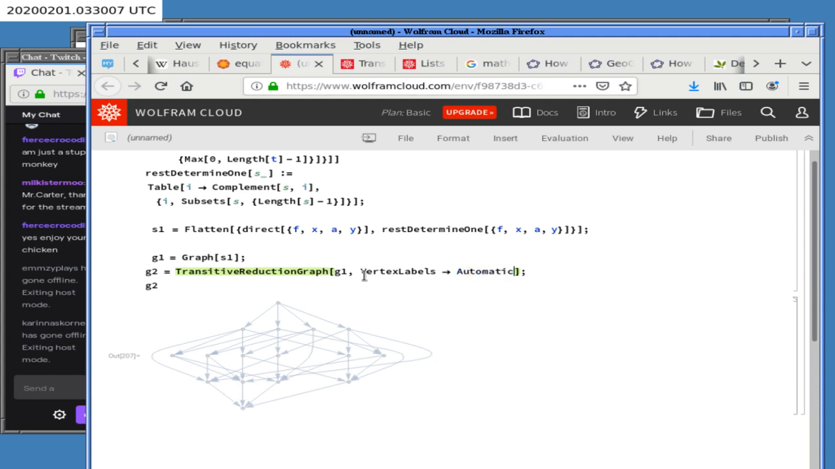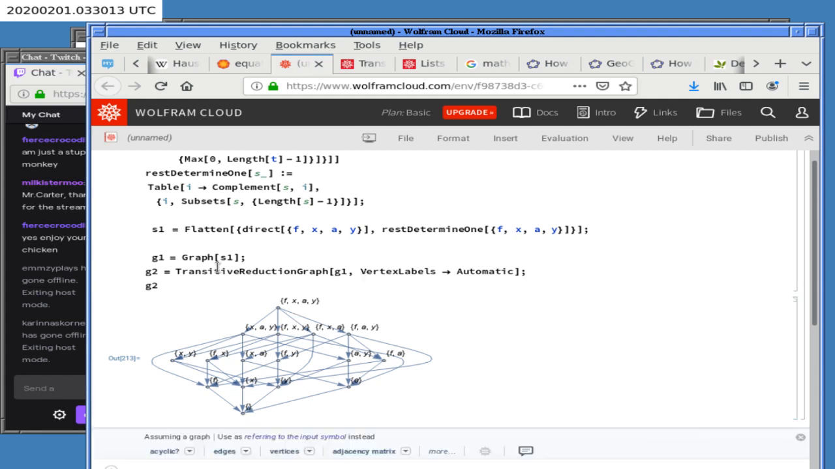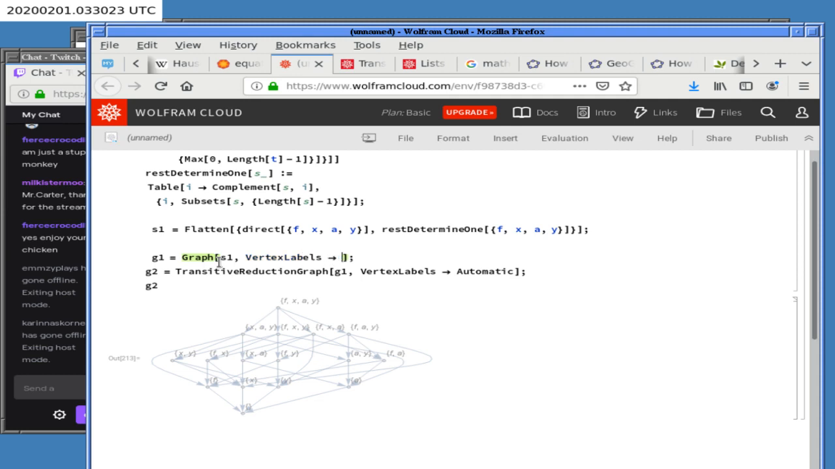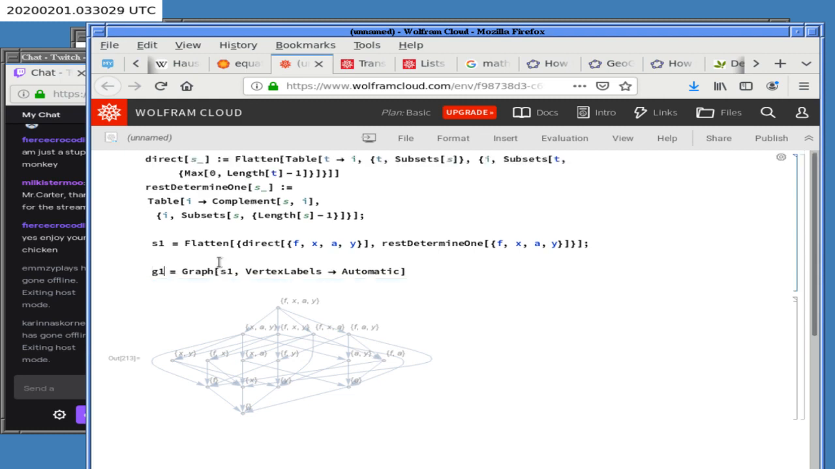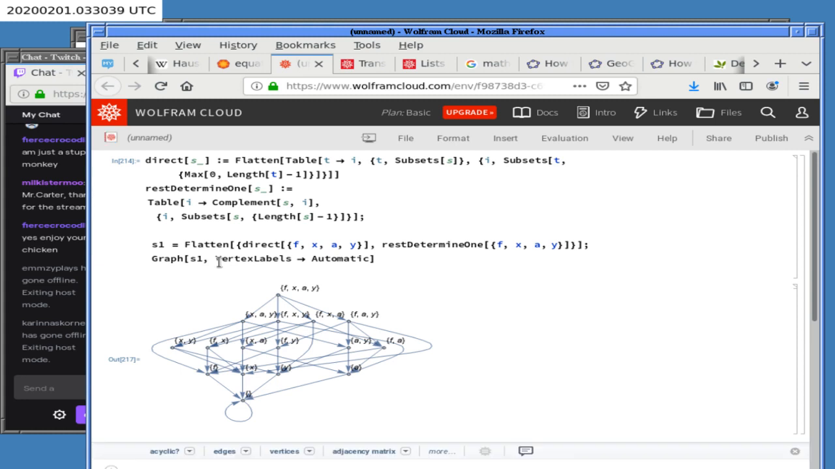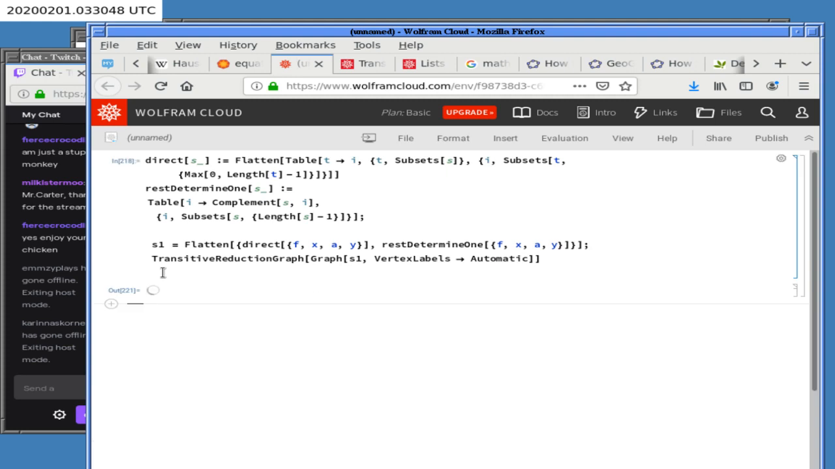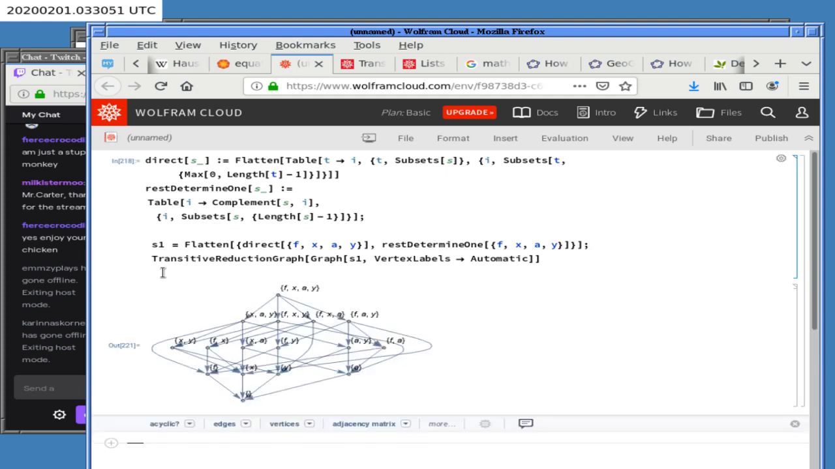Uh-oh. Something tells me that's not what I wanted to do. Oh, that worked. Okay. And since now we kind of figured out what we're doing wrong here, we can say graph of S1 with vertex labels to automatic. I don't know why it's not giving me the autocomplete anymore. Okay, so we have this. Let's go ahead and do this one again. This is the ugly one. And then let's see if we can do a transitive reduction graph, and just get what we want out of this. Well, it didn't give us an error message. That's good.